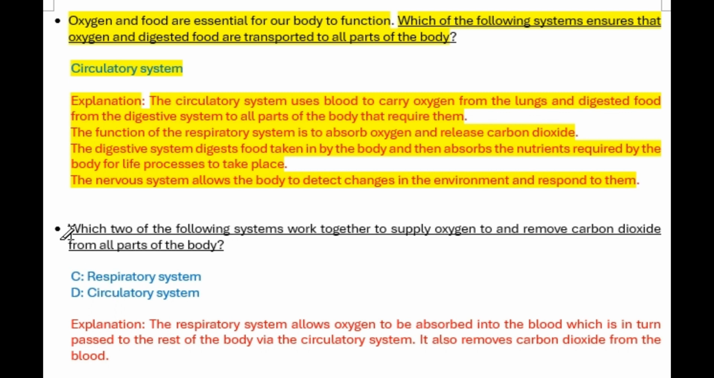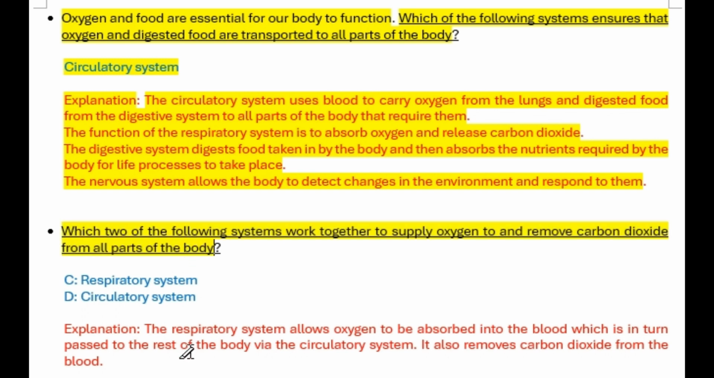Which two of the following systems work together to supply oxygen to and remove carbon dioxide from all parts of the body? C. Respiratory system. D. Circulatory system. Explanation: the respiratory system allows oxygen to be absorbed into the blood, which is in turn passed to the rest of the body via the circulatory system. It also removes carbon dioxide from the blood.